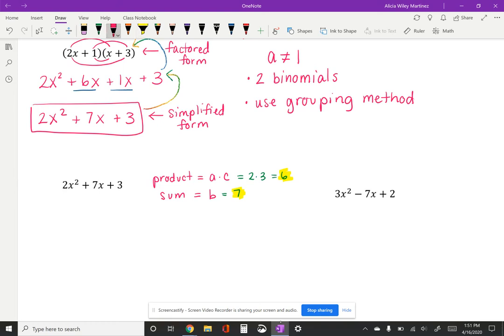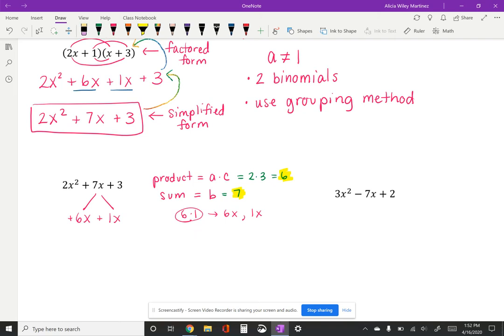The ways that you multiply to get 6 would be 6 times 1 and 2 times 3. So absolutely, it's not going to be this. It's going to be this one here. Okay, so that's what we're going to use to help us split up 7x. So we are going to first take the 7x and split it up using the 6 and the 1. That means we're going to split it up as a 6x and a 1x, because when we add those together, it'll give us 7x. So this is going to be plus 6x. This is going to be plus 1x.